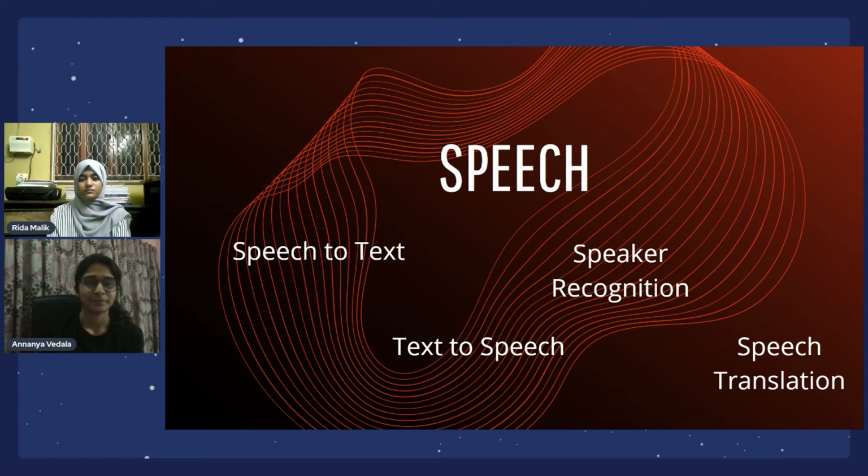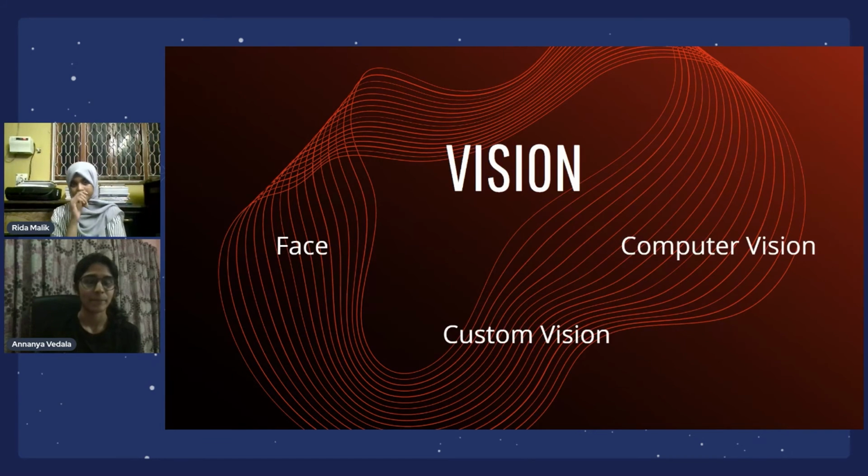Now the last cognitive service is vision. Face is nothing but face detection, face recognition, and all of that. And then computer vision: any computer vision applications, such as object detection and object recognition, all of that comes under computer vision services.